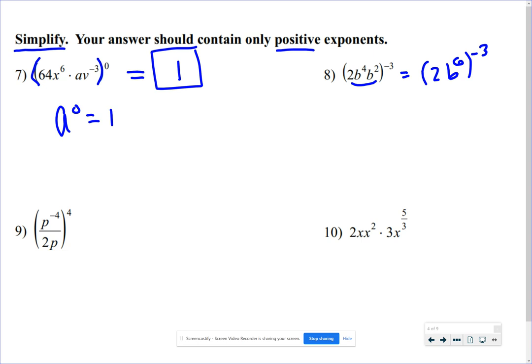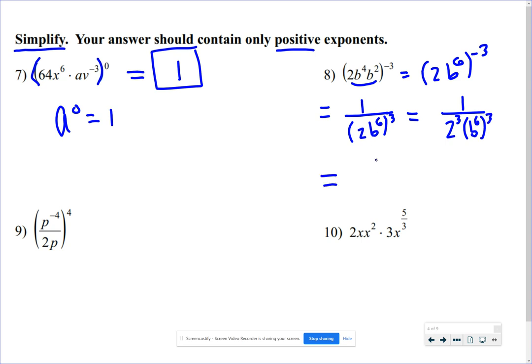Now here I have a couple different options. I can either distribute the negative 3 power, or I can drop the whole thing into the denominator and make it 1 over 2b to the 6th to the positive 3 power. I think I like this option. Now I can make that 1 over, let's see, the 2 is to the 3rd power, and the b to the 6th is to the 3rd power.